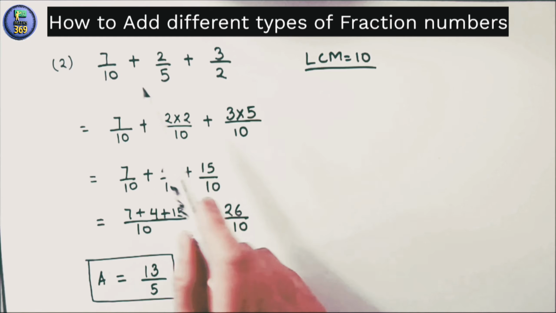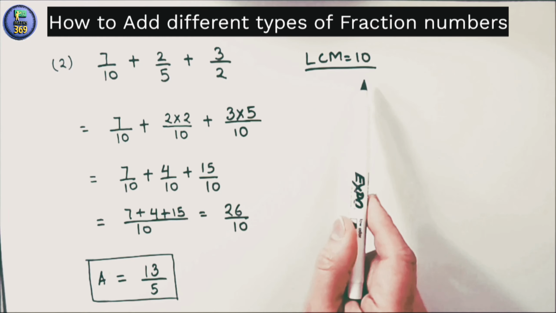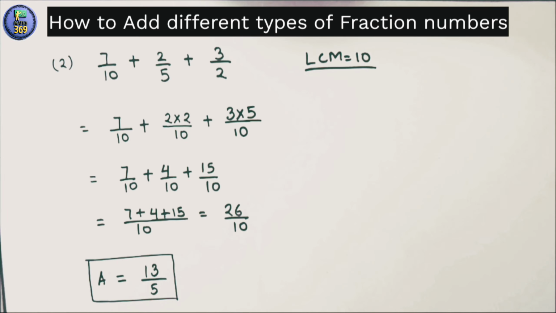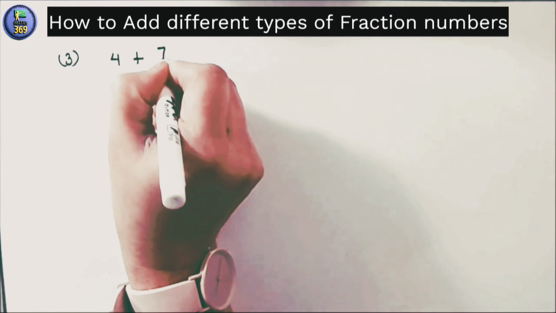So for adding fractions with different denominators, we have to first take the LCM of the denominators, take the denominators of all the fractions the same, and then we can further simplify and add the fractions. Now let's move on to our next example. The next example is 4 plus 7 by 8.